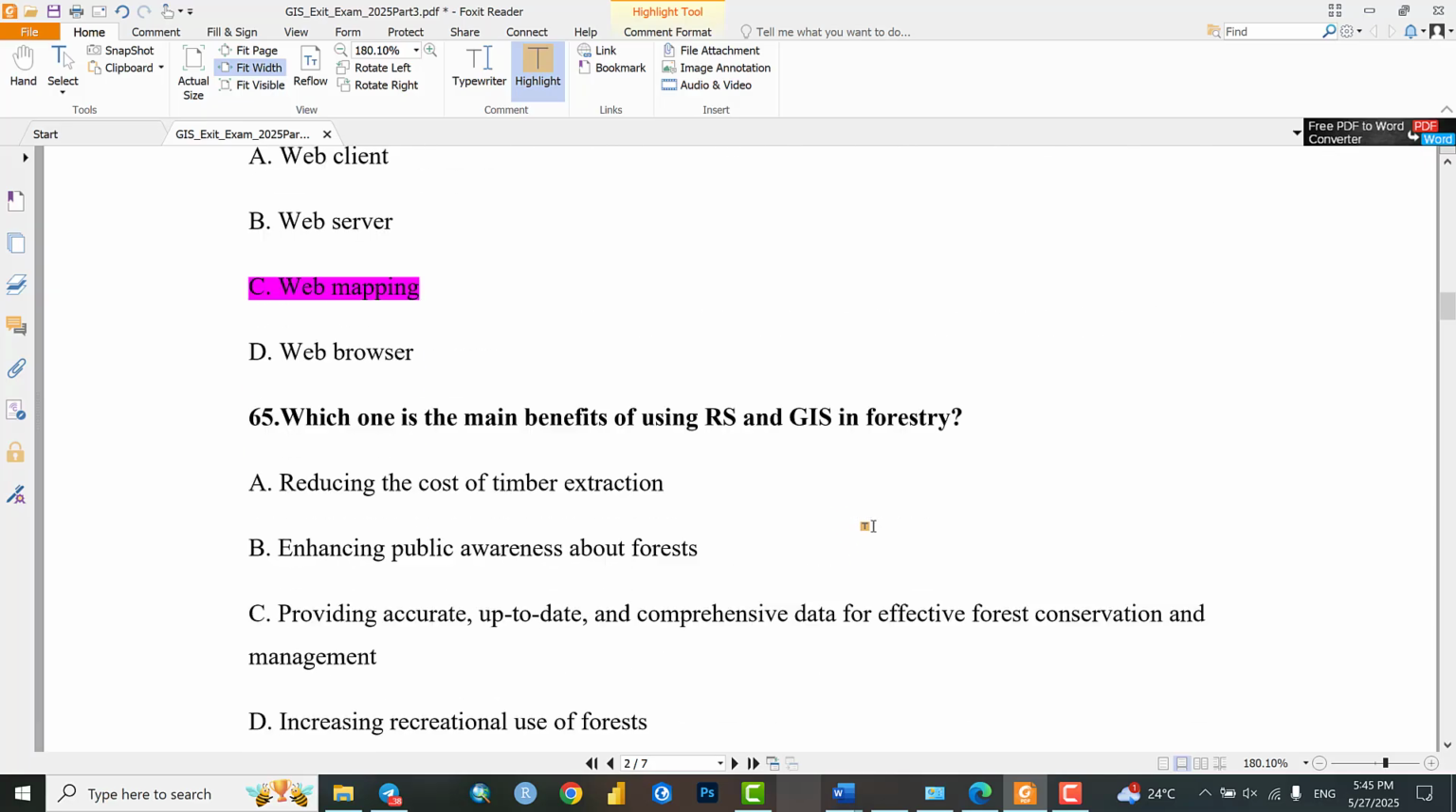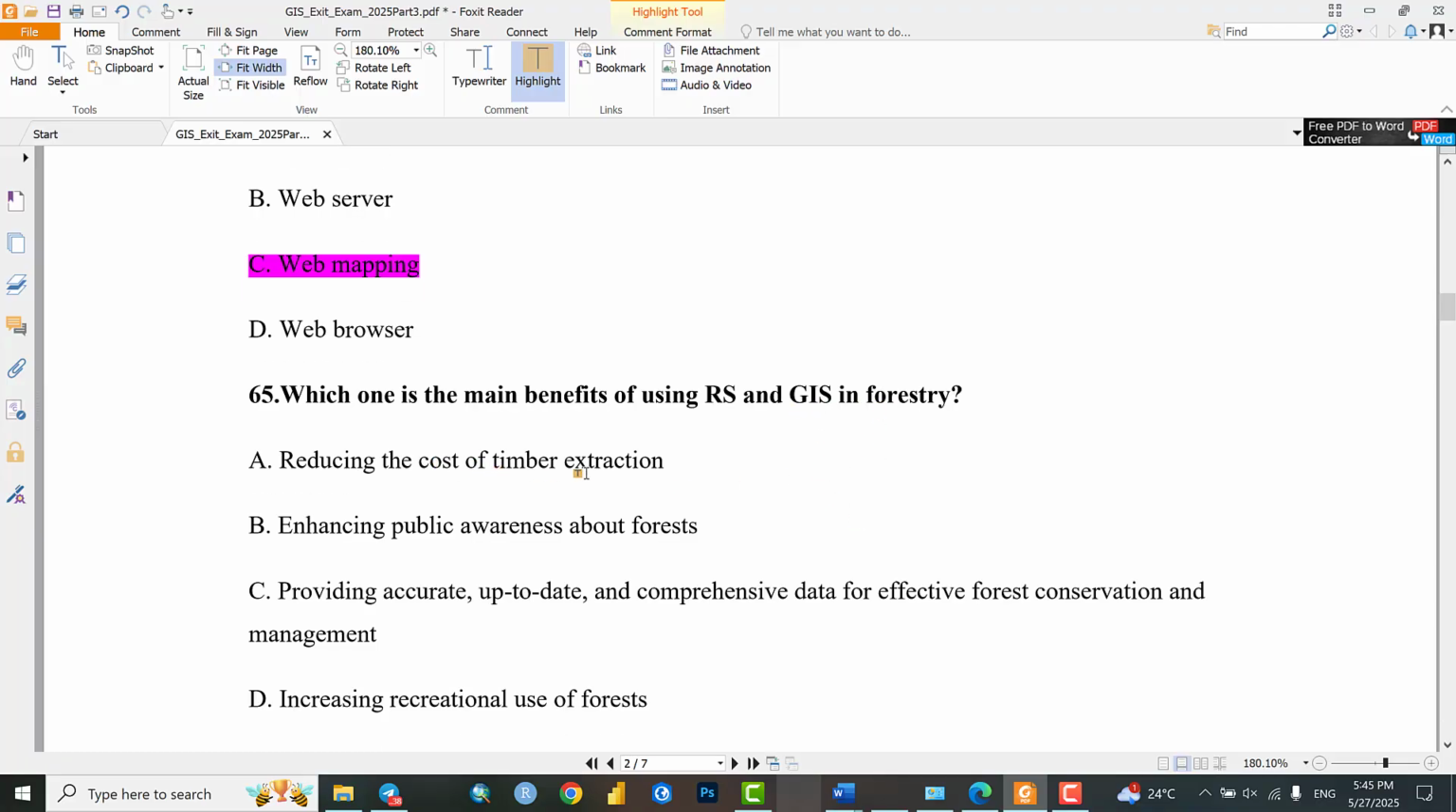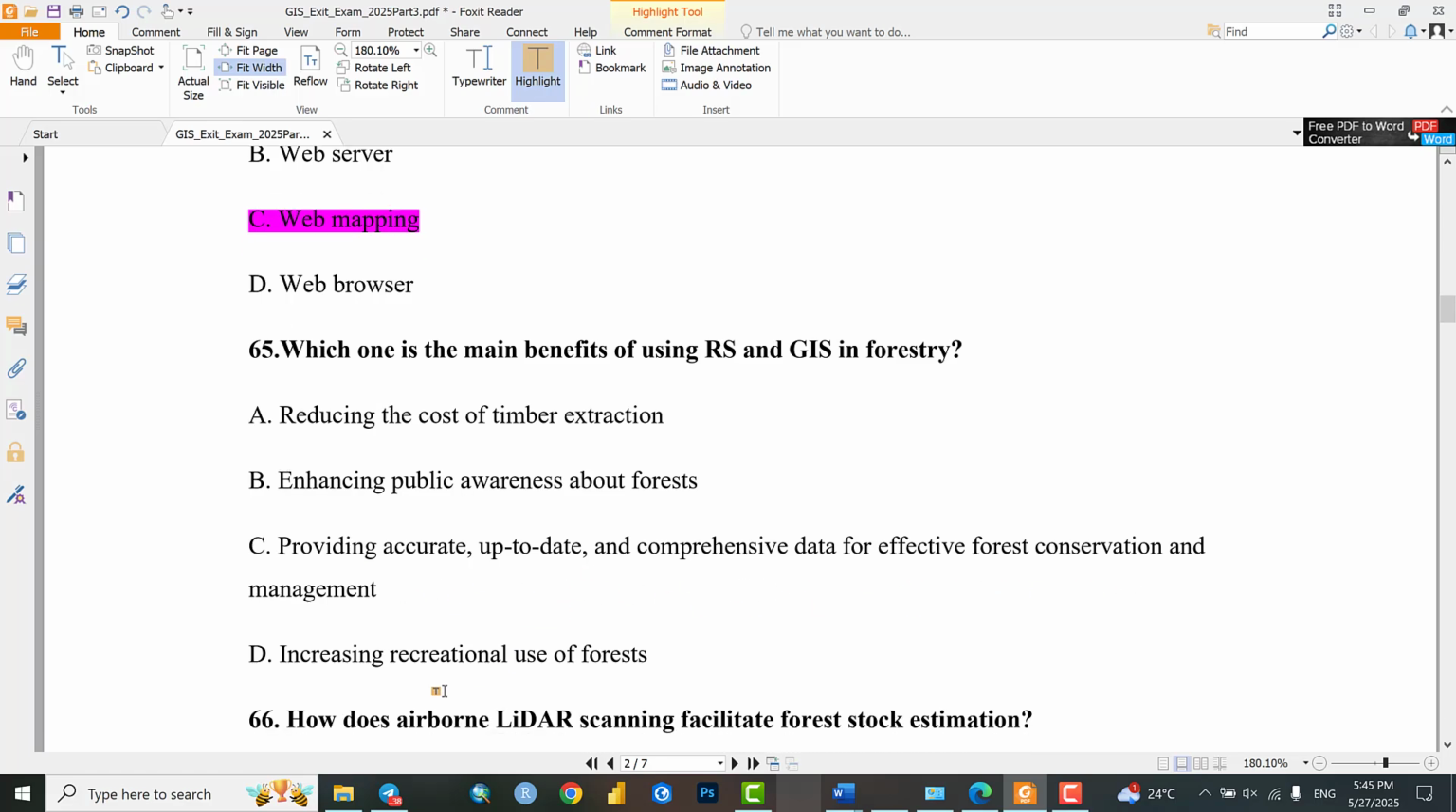Okay, 65. Which one is the main benefit of using remote sensing and GIS in forestry? Reducing the cost of timber extraction, enhancing public awareness about forests, C. Providing accurate, up-to-date, and comprehensive data for effective forest conservation and management, increasing recreational use of forests. So the main benefit of remote sensing and GIS for forestry is providing up-to-date and comprehensive data for effective forest conservation and management. Okay, great.